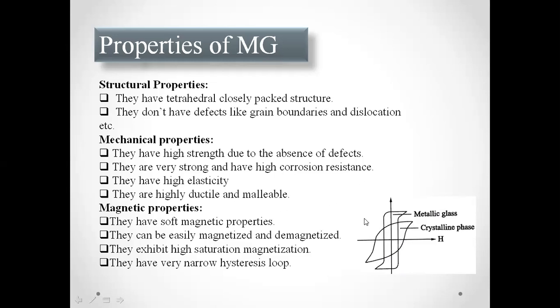Okay, so we have a very small loss. So these can be used for transformer purposes. As they are soft, they can be magnetized and demagnetized easily, and they exhibit very high saturation properties. Okay, so these are the magnetic properties for soft magnetic materials you have studied already.